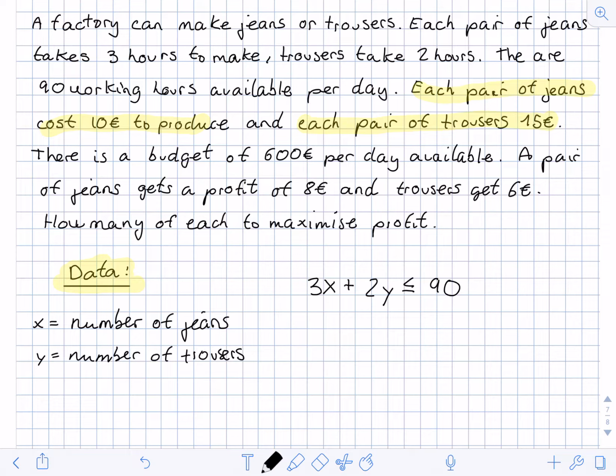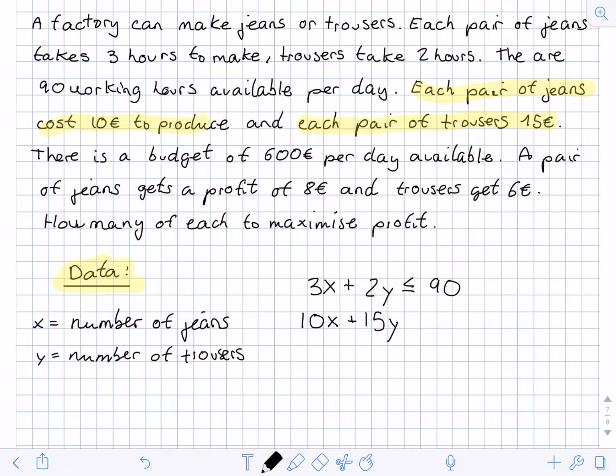So second of all, we're going to have another equation. What's the equation? Well, it says that each pair of jeans costs €10 to produce. So it's €10 by the number of jeans we're going to produce, plus €15 by the number of trousers we're going to make. So if we make 2 trousers, it's going to be €15 by 2.